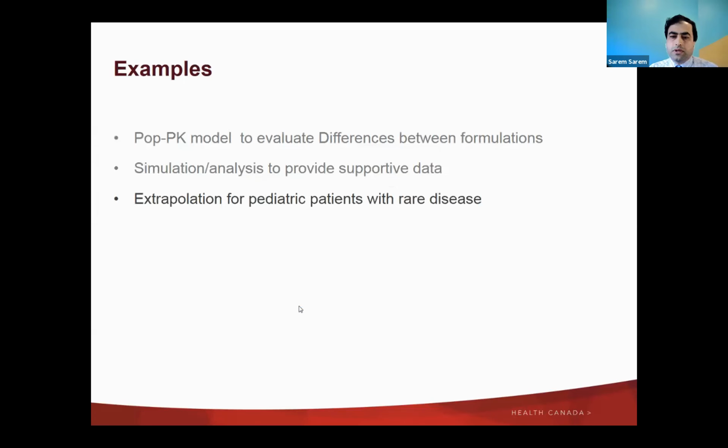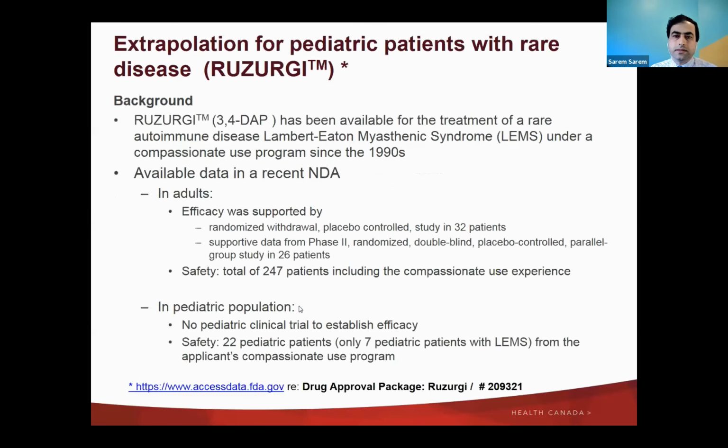The second example and the last example will be about the application in the case of a rare disease. It will be about RUZURGI, and the data and the information presented here are publicly available on the FDA website. I will just provide my understanding and evaluation of this available data. So RUZURGI was submitted for the treatment of a rare disease.